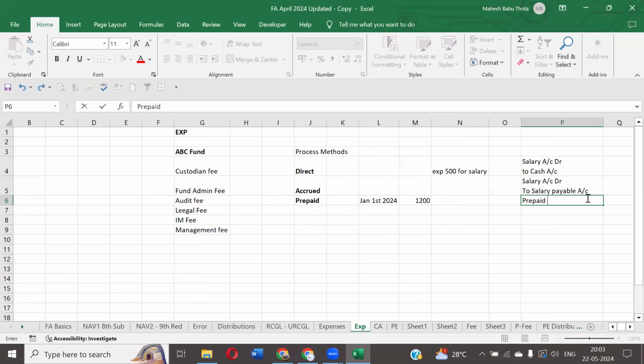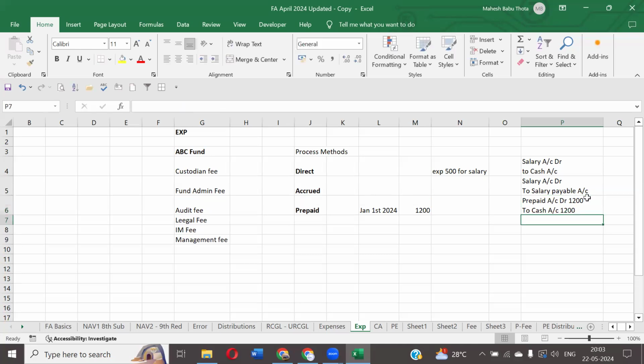Prepaid account debit. How much? 1200 rupees. To how are we paying this prepaid? In the form of cash only, right? So cash account will be credited. How much? 1200 rupees. This is the entry that we need to pass on January 1st.